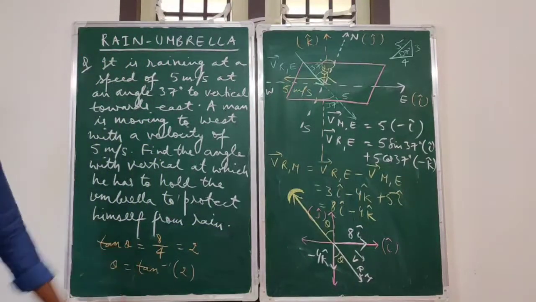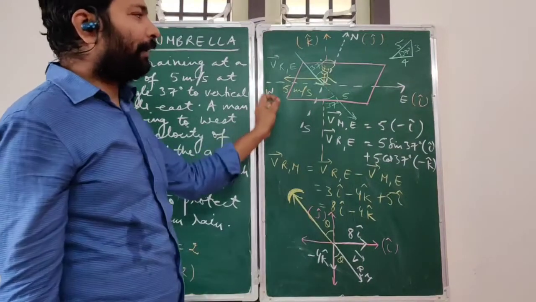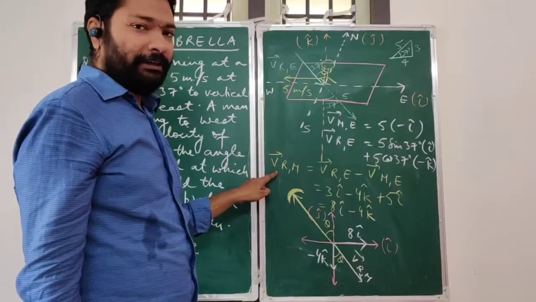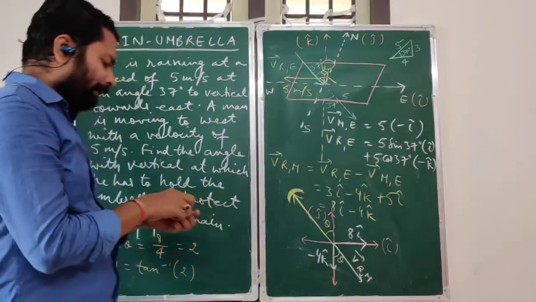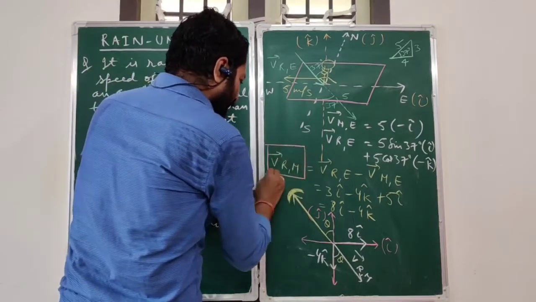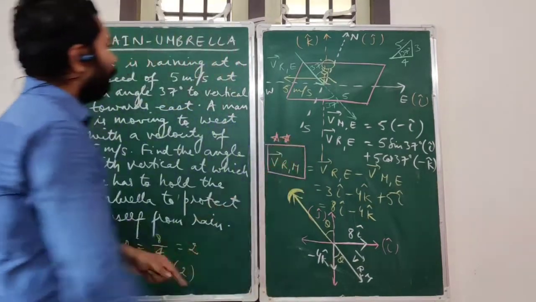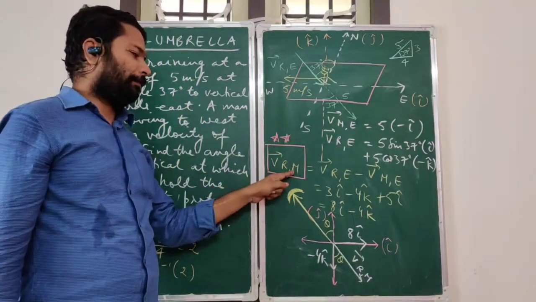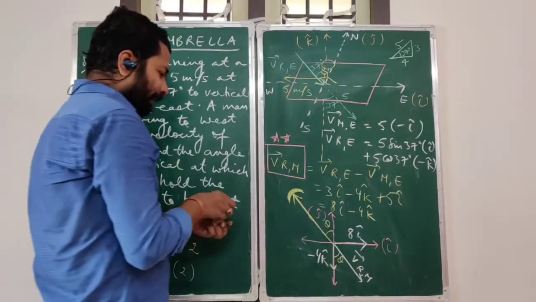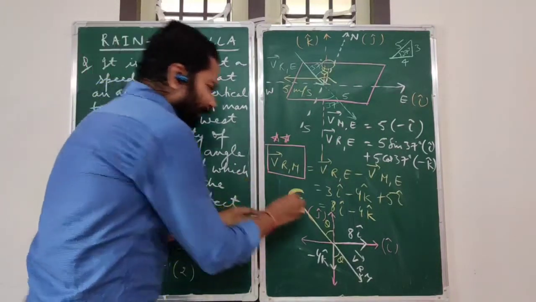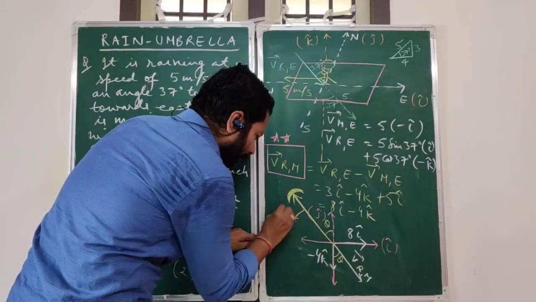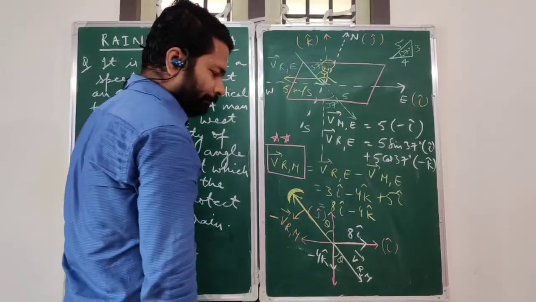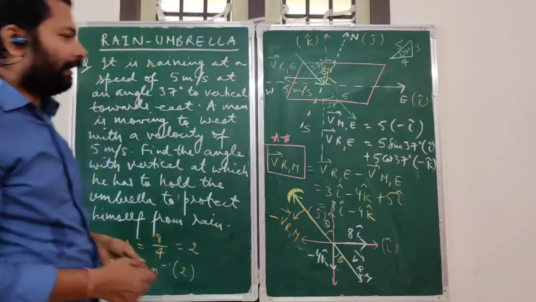So while solving these types of questions, what you should do is try to write everything in vector form and then use the triangle law of addition of vectors or the concept of relative velocity. Every time, determining VRM is the most important part in solving questions related to rain and umbrella. Your target should be to always find VRM, and the direction in which the umbrella will be held will always be minus of VRM. So that's how you solve such kinds of problems.